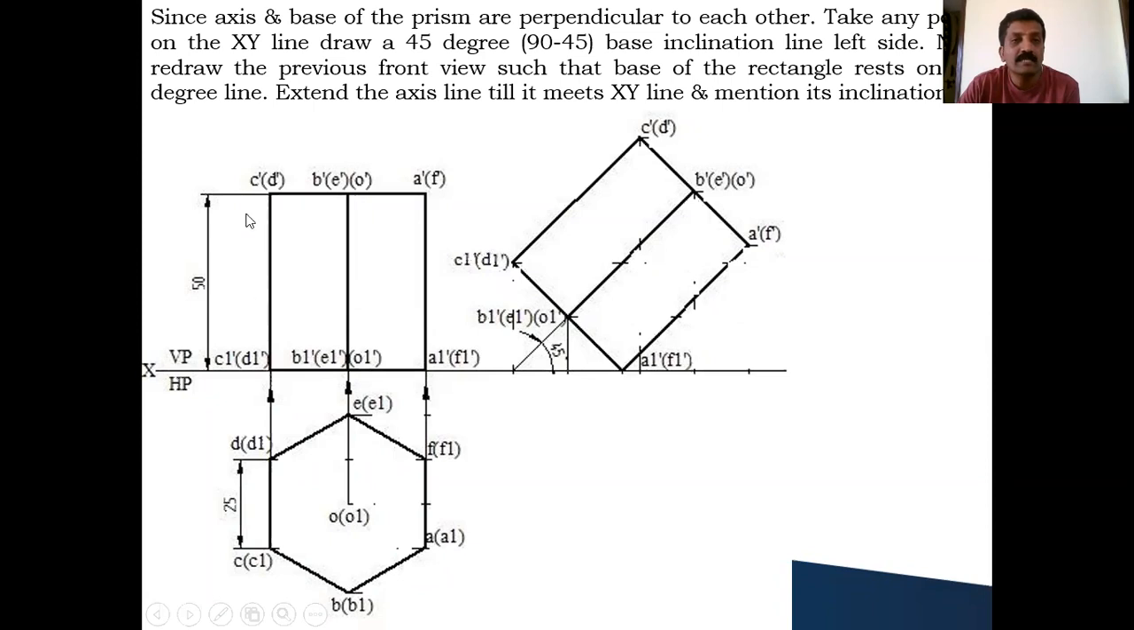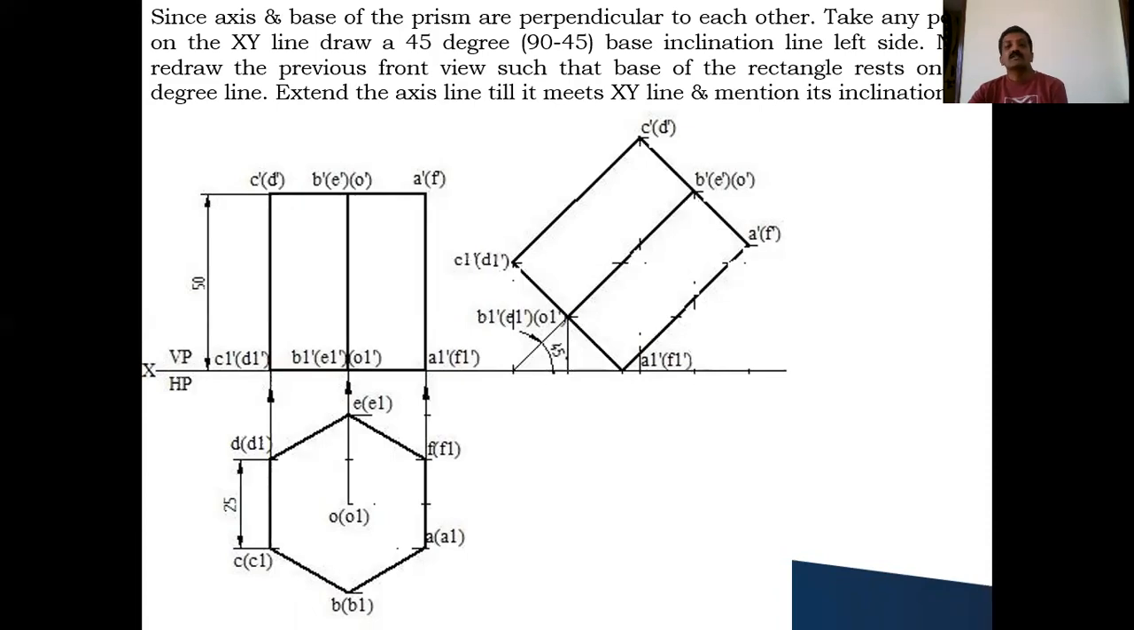Now you take the axis height 50 millimeter. This as the center you cut, and this as the center you cut here. This as the center you cut it here. All the perpendicular lines you can cut here, and transfer the corresponding points also here like this. After this, what exactly have you done here? Without changing its shape and size, you have redrawn this rectangle such that the base is inclined at 45 degree to HP. And now the axis is inclined here. That's why this is the axis line. You extend this axis line till it meets the XY line. You mention that the axis inclination is 45 degree.